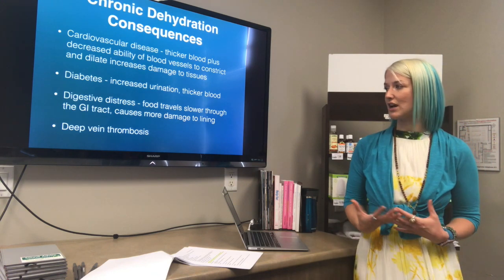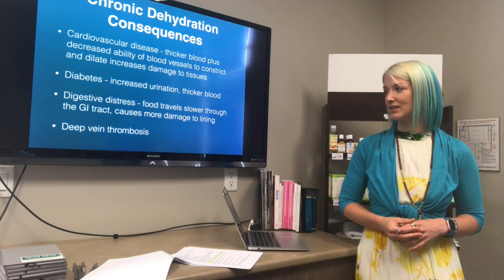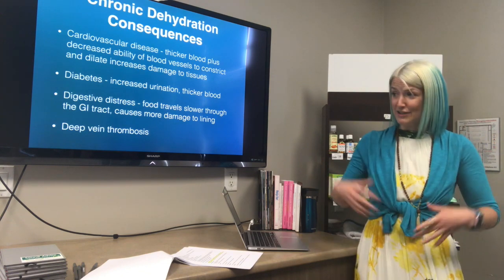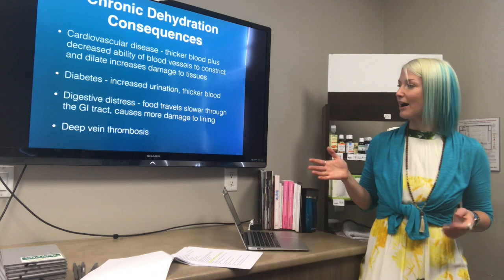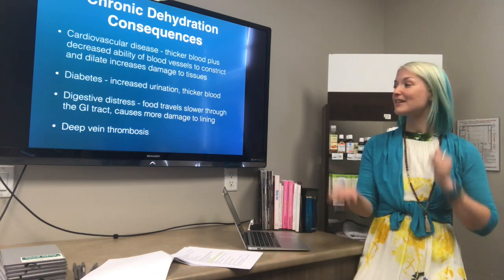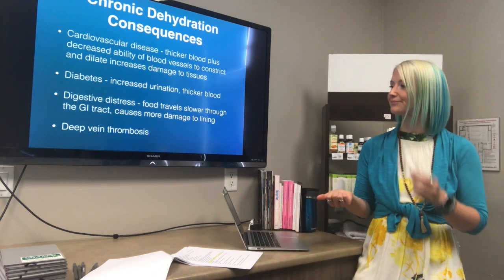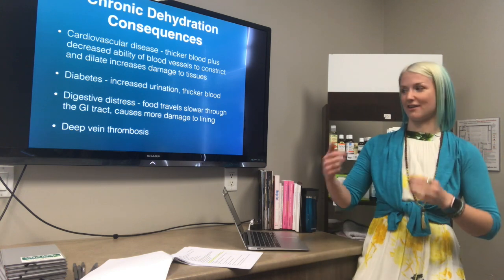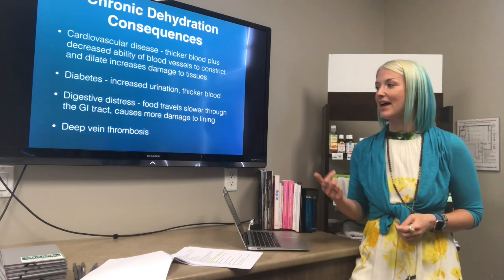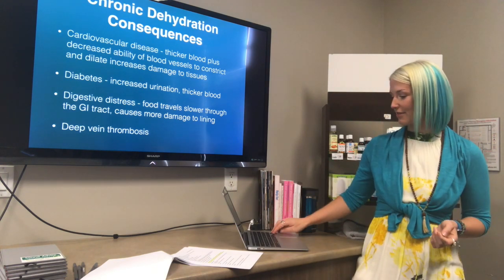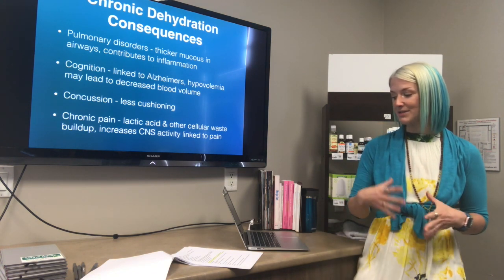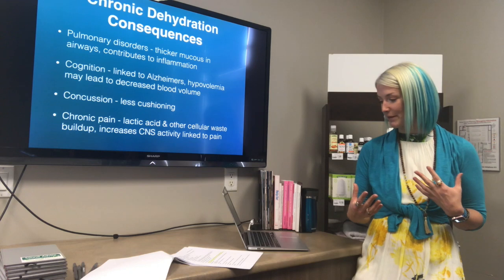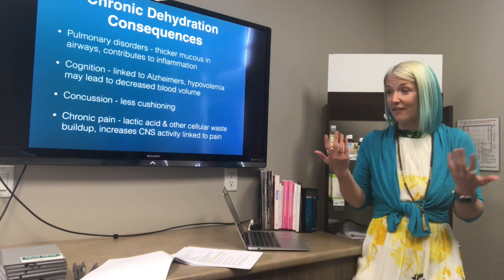Digestive distress, like we talk about, your food is getting stuck in your belly, so it travels slower through the GI tract, and it causes more damage to the lining. Nice, soft, frequent bowel movements, not damaging the pipes. Hard, rough bowel movements, damaging the lining, causing inflammation, causing leaky gut. And then deep vein thrombosis, again, we have that thick blood. Thicker mucus in the airways contributes to asthma and COPD, as well as inflammation. You're not able to cough things up as easy.